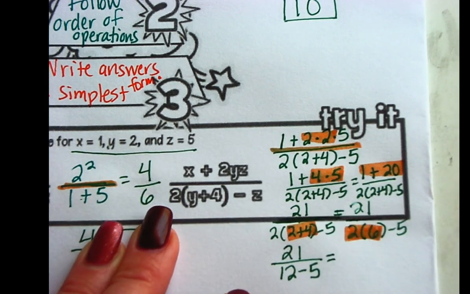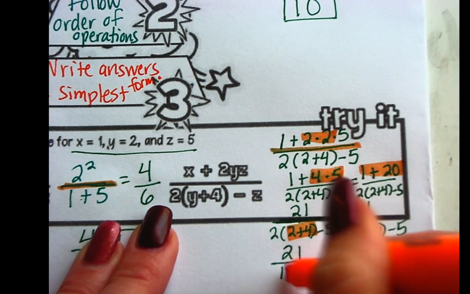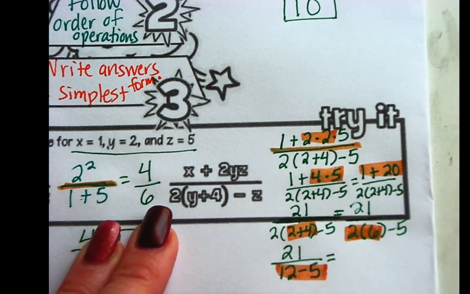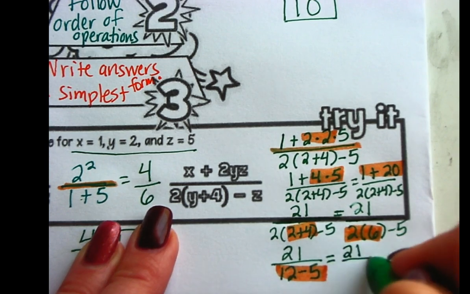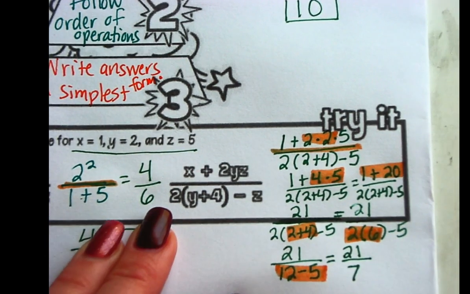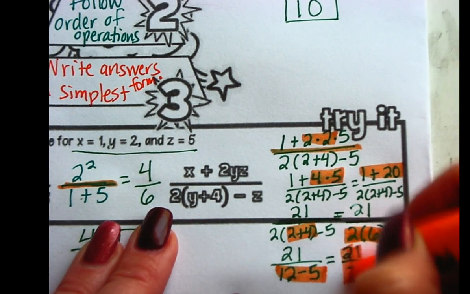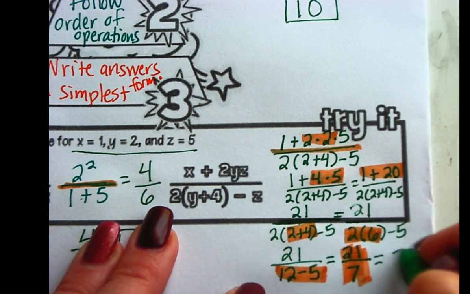So now I'm going to do what? Brianna, are you getting this? What's next? 12 minus 5. So this really long problem ended up being pretty easy in the end. What's 12 minus 5? 7. My last step is just to evaluate 21 divided by 7. And my answer is going to be what? 3.